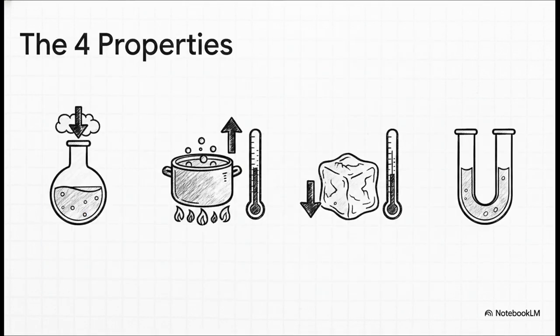There are 4 major colligative properties you need to be familiar with. 1. Relative lowering of vapor pressure. 2. Elevation of boiling point. 3. Depression of freezing point. And 4. Osmotic pressure. And the crazy thing is, all of these actually stem directly from that initial lowering of vapor pressure we just talked about. When vapor pressure drops, the solution needs more heat to boil, so the boiling point goes up. Similarly, the freezing point goes down.